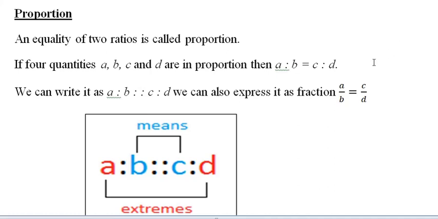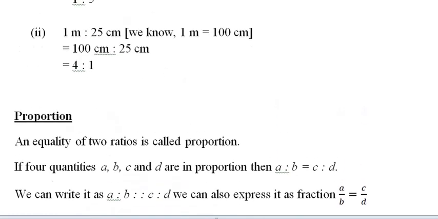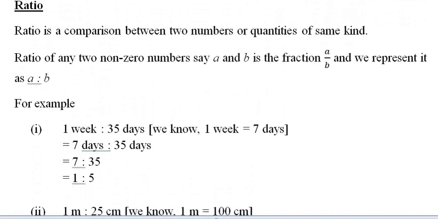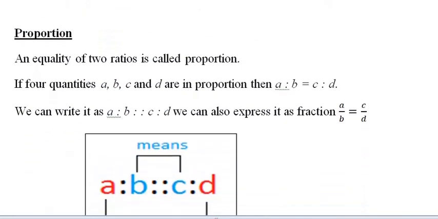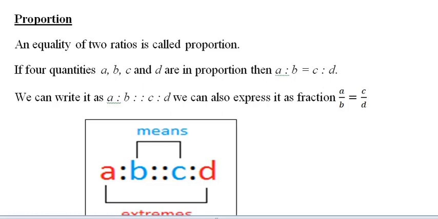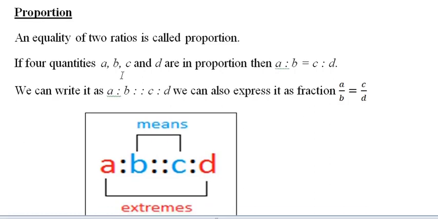Okay, dear children, now we are in exercise 7.2 from chapter 7. This section is about proportion. Now we know what a ratio is, isn't it? So let us talk about proportion. What is proportion? When two ratios are equal, it is called proportion. That is, A is to B is equal to C is to D.